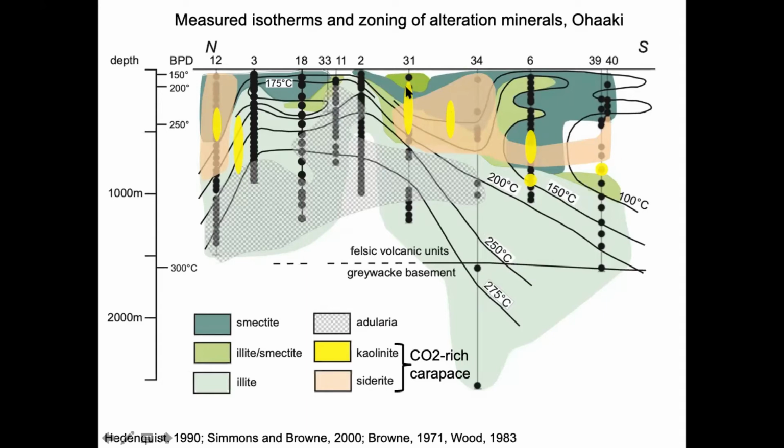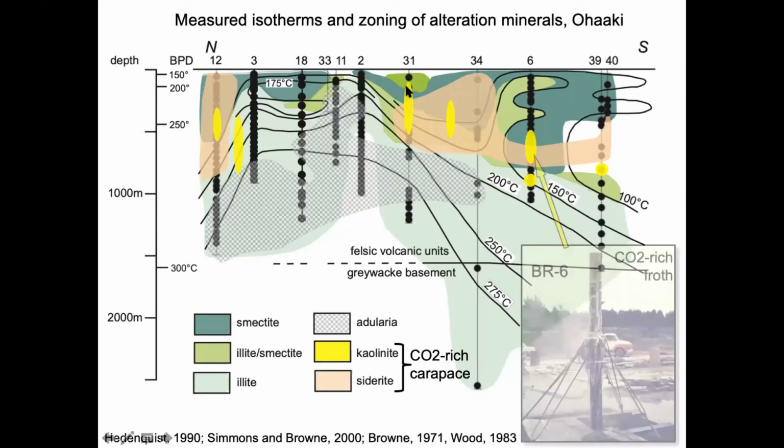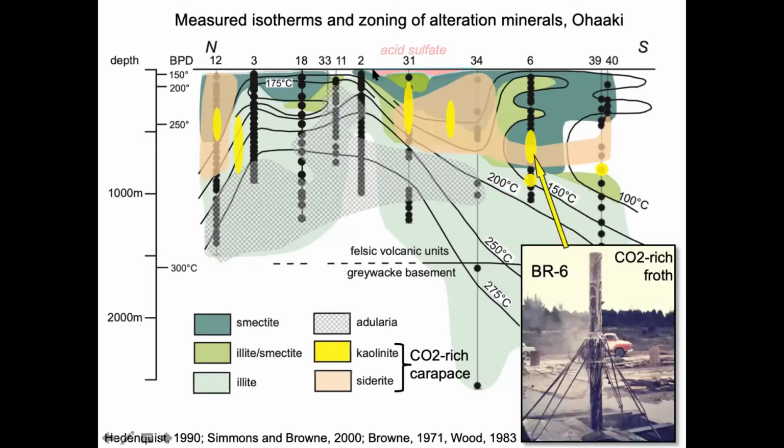So this is not steam-heated acid sulfate alteration. That stays right at the surface. This is actually related to CO2 in vapor condensing below the groundwater table. This is one well, number 6, that discharged a CO2-rich froth, just like opening a can of beer that was maybe warm and it bubbles all over. The CO2 is what's bubbling out. And if you leave your can of beer out overnight, the CO2 will be lost and the pH will go up and it'll taste different the next day.